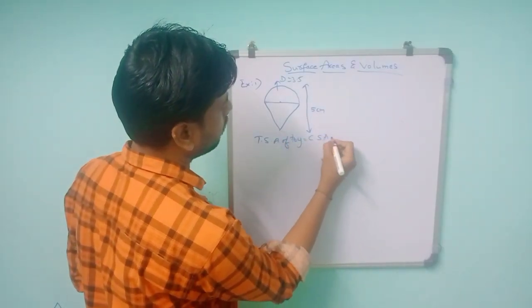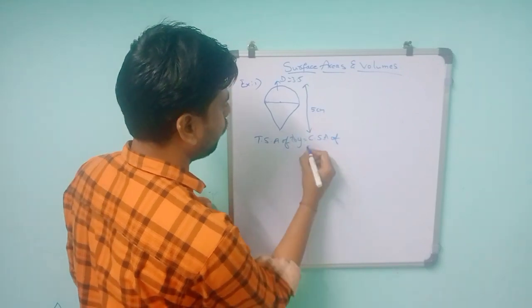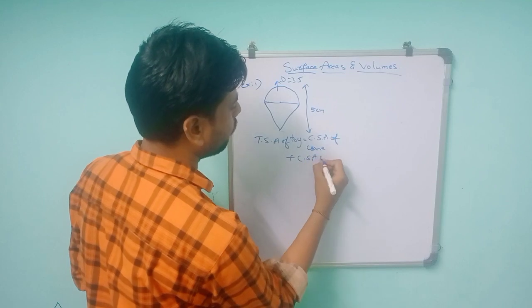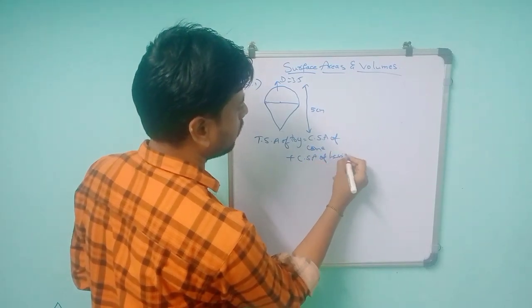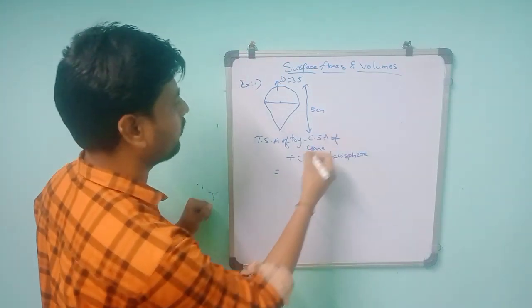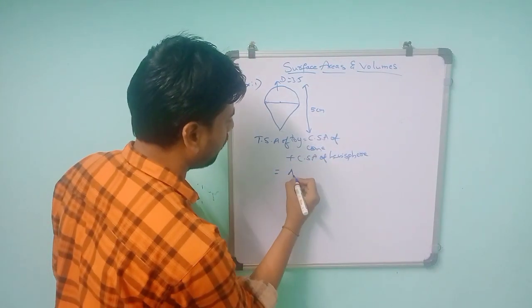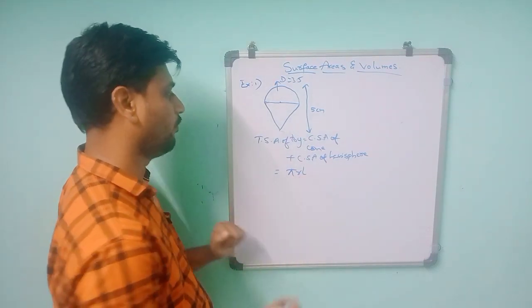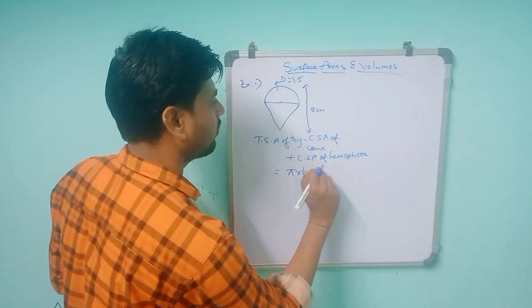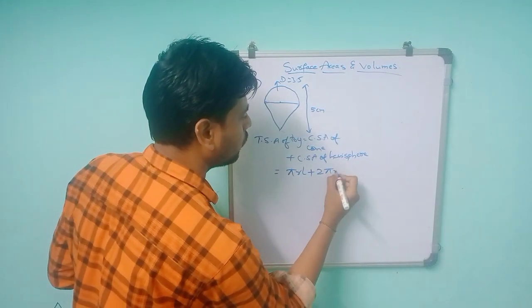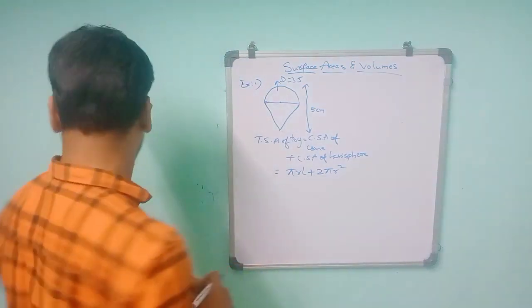So to find the total surface area for this one, the total surface area of the toy is equal to the curved surface area of the cone plus the curved surface area of the hemisphere. The curved surface area of the cone is given by the formula pi r l, where l is the slant height and r is the radius. Then plus the curved surface area of the hemisphere, whose formula is 2 pi r square.